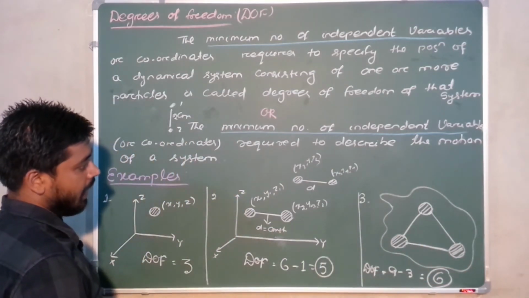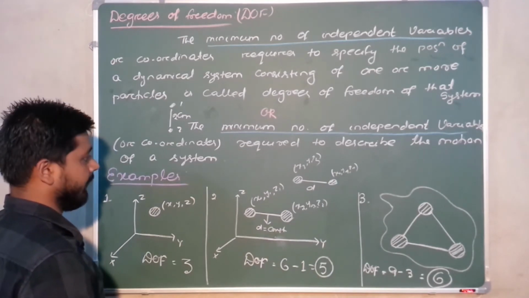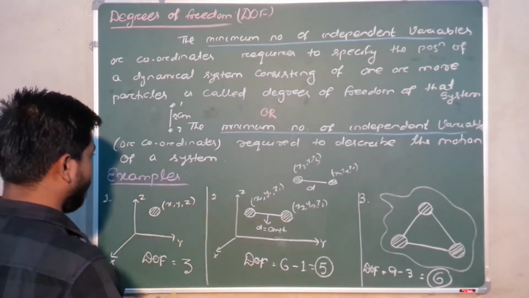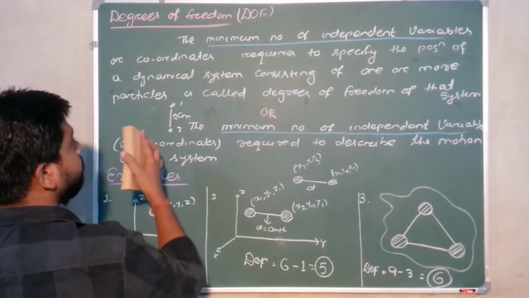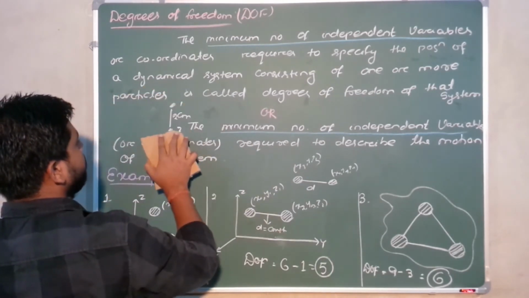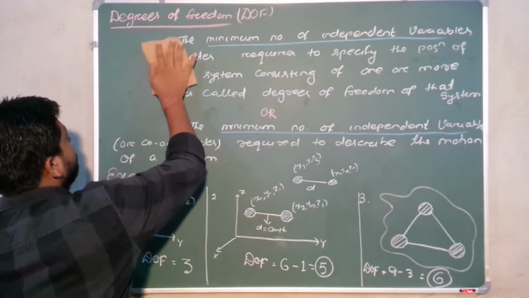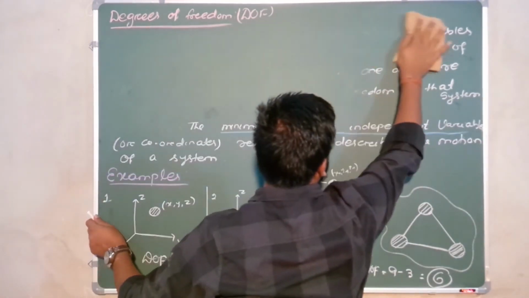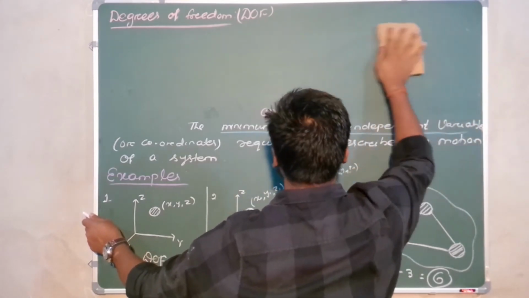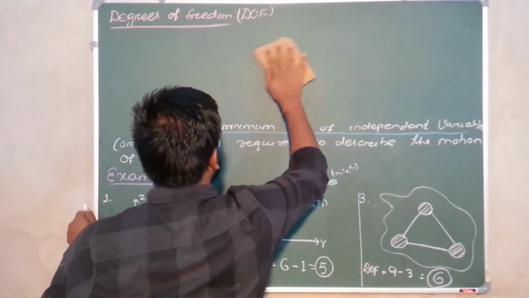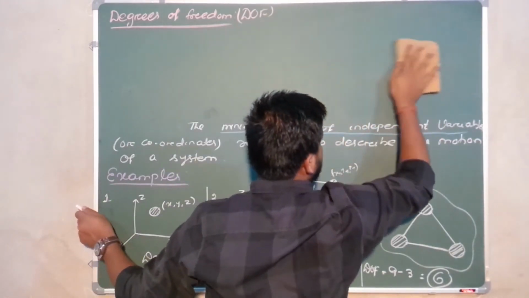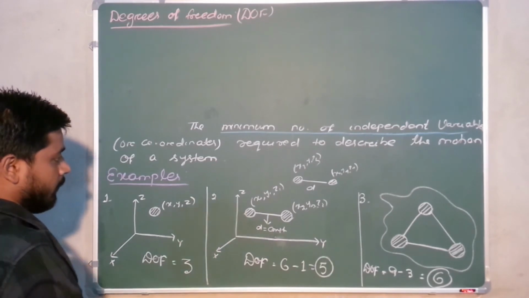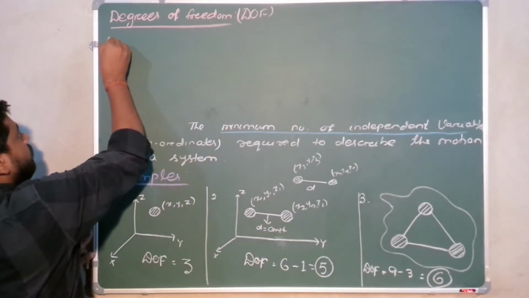Let us take a few more examples of degrees of freedom, like the simple pendulum and spring pendulum, yes or no? What is the definition of degrees of freedom? The minimum number of independent variables or coordinates required to describe the motion of the system. Yes or no? Let us take the fourth example.